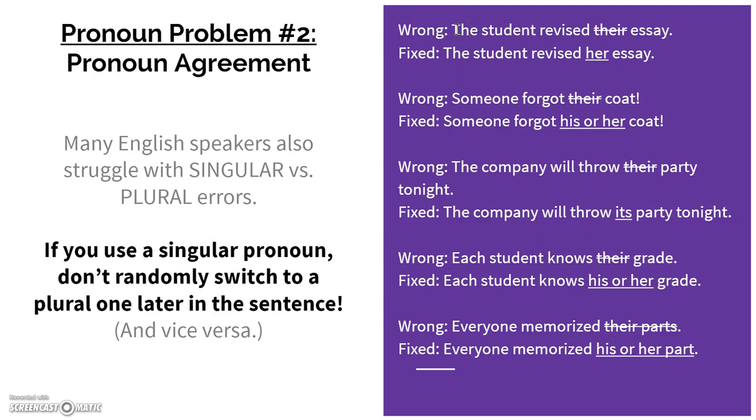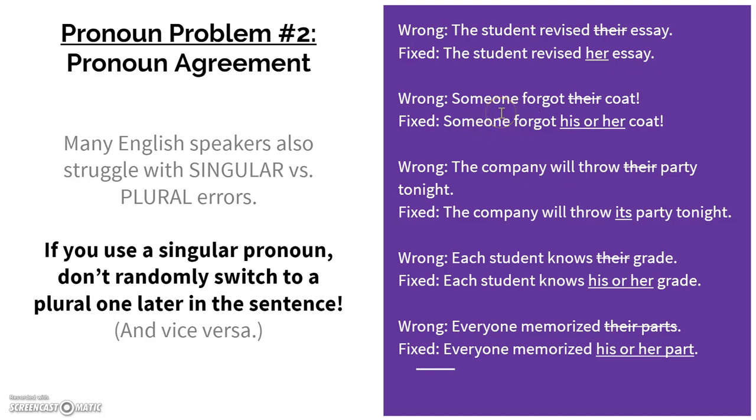It would be wrong to say the student revised their essay. I'm only talking about one student. This is one person, singular. Don't switch to a plural possessive pronoun like their, but you could say the student revised her essay, and that's fine. Don't say that someone, singular, forgot their coat, because that's plural. Say someone forgot his or her coat, because I don't know who it is, and I don't know the gender of that person.